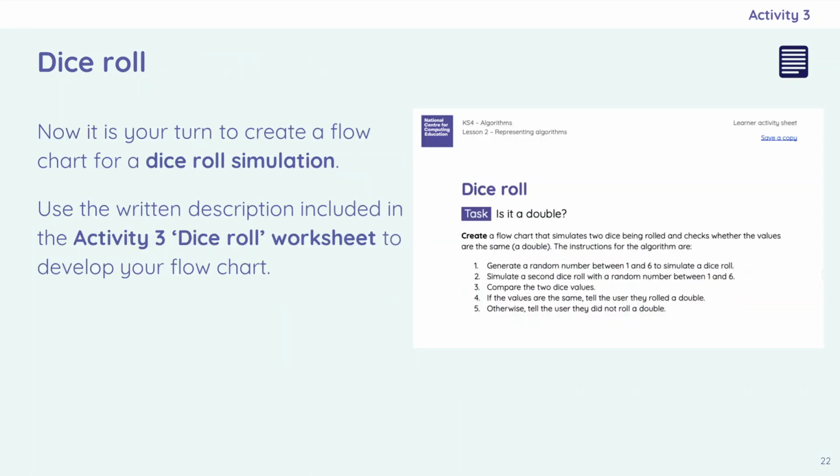Okay, I'm not trying to stay on that because I would hope that you would have tried that, and also you could press pause at the same time. Dice roll. Now it's your turn to create a flowchart for a dice roll simulation. Use the written description included in the Activity 3 dice roll worksheet, which is below, or you can take it from the slide to develop your flowchart.